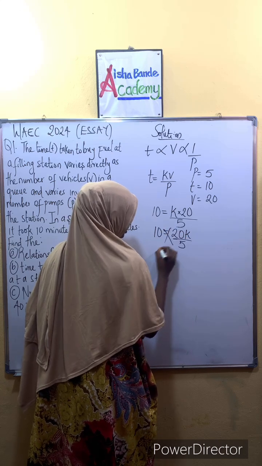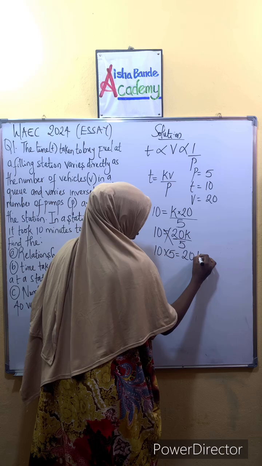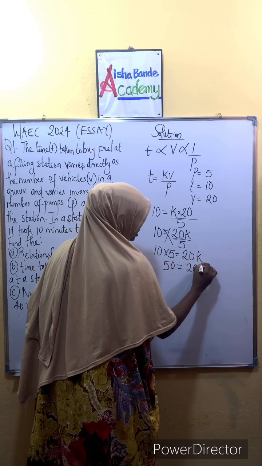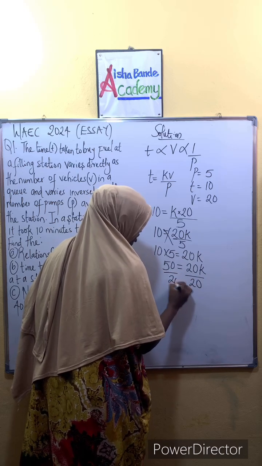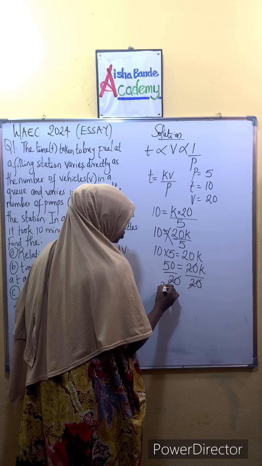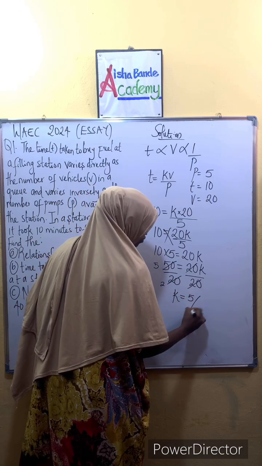So we cross multiply here. We have 10 times 5 is equals to 20K. 10 times 5 here is 50 is equals to 20K. To get the value of K, we divide both sides by 20. 20 cancels 20, and 50 divided by 20 gives 5 over 2. So our K is equals to 5 over 2.